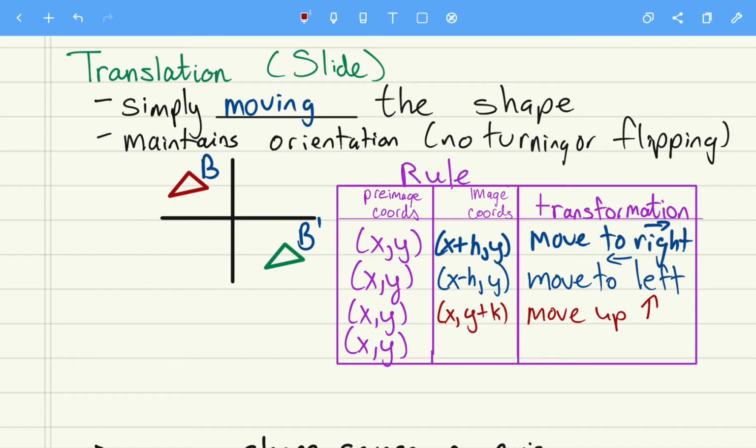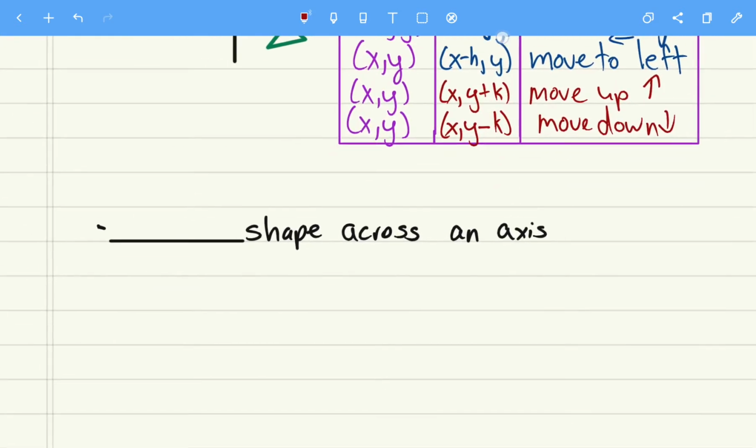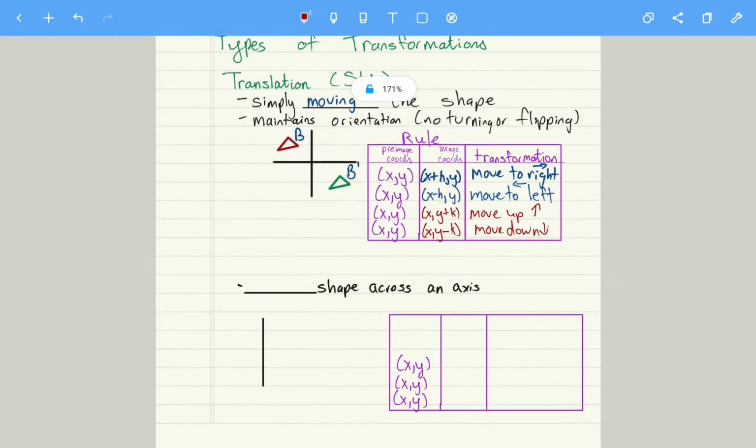Now h and k are just variables or stand-ins for numbers. So let's say we move down. We decrease our y, but keep the x the same. So just to reiterate, moving to the right increases x, moving to the left decreases x, moving up increases y, and moving down decreases y. And oops, some of it disappeared. There we go.